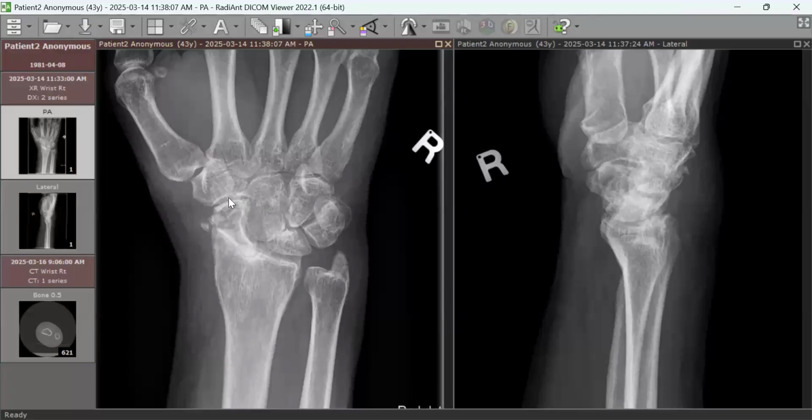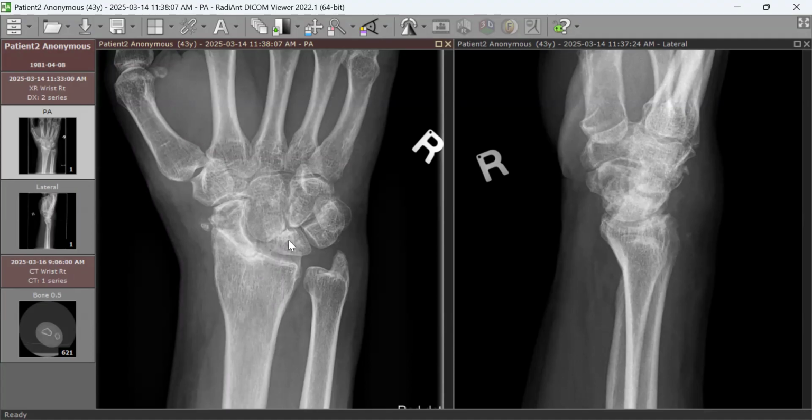Especially at the radioscaphoid articulation, we have severe osteoarthritic changes that are degenerative. That's right. There is total loss of joint space, and we have subchondral sclerosis. Here between the lunate and the scaphoid, the space is widened, and it is more than 3 millimeters. So it's scapholunate dissociation, yes.